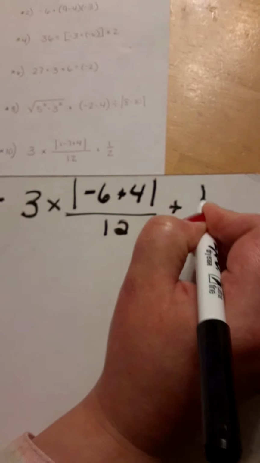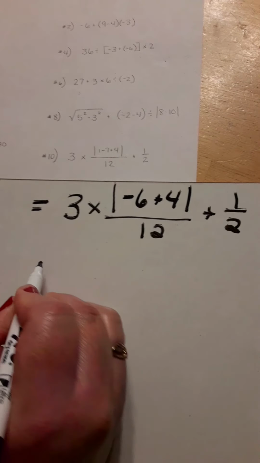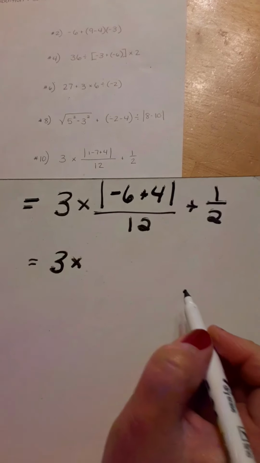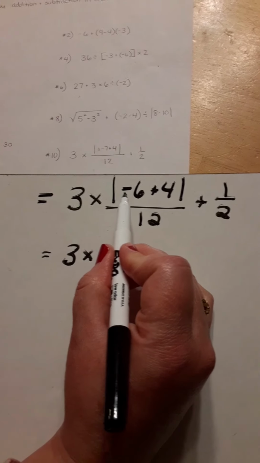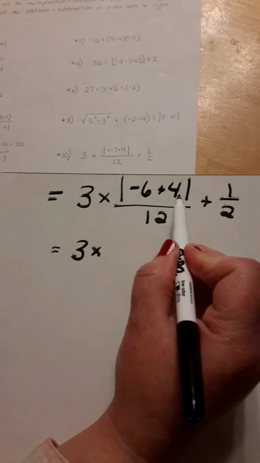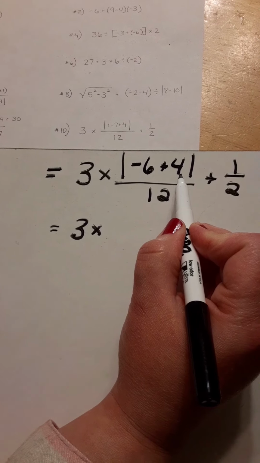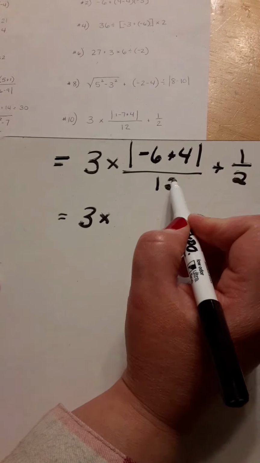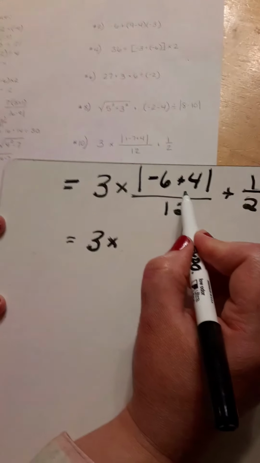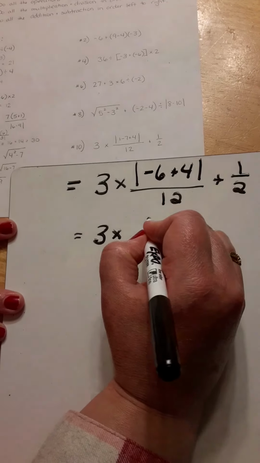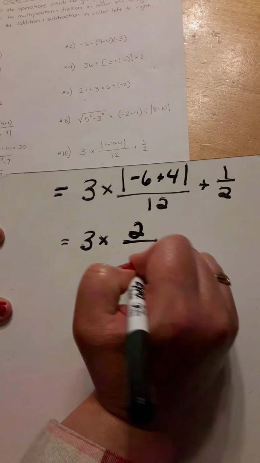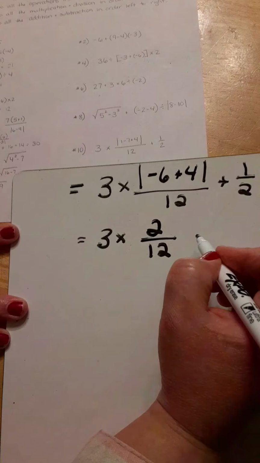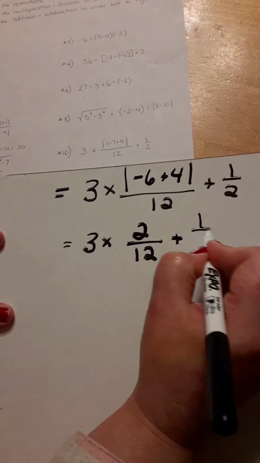Okay, I'm just going to write this so it's nice and neat so we can figure out where to go next. So the next thing is, let's finish our absolute value. So I've got negative 6 plus a 4. That answer is going to be a negative 2. Now, if I take the absolute value of a negative 2, I'm going to get the answer of a positive 2. So I end up with 2 over 12. Now I have my addition of 1/2.